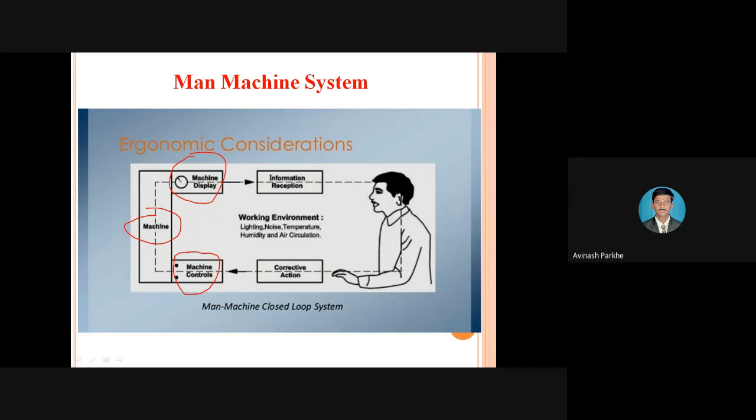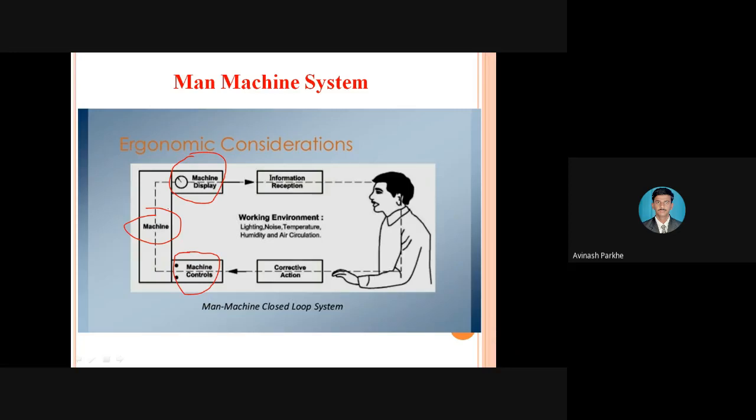Now here the machine is working. The machine is working, that means it is converting the raw material into finished goods. But in order to convert that raw material into finished goods, some machine controls are required, and those machine controls are to be handled by the operator. That means at the bottom side the machine controls are given, maybe there may be some levers, some buttons, some pedal operated devices. Without those controls, it is not possible to operate that machine.